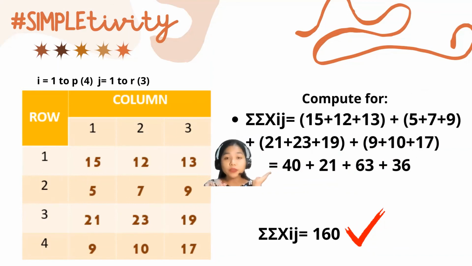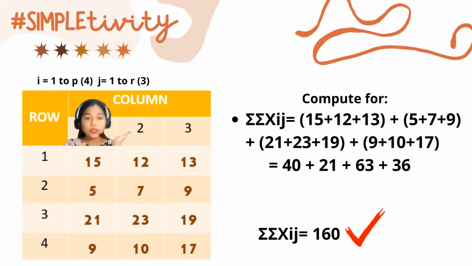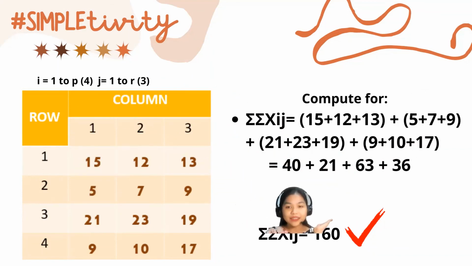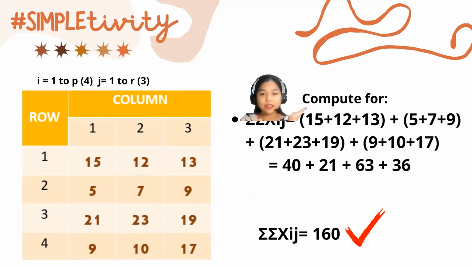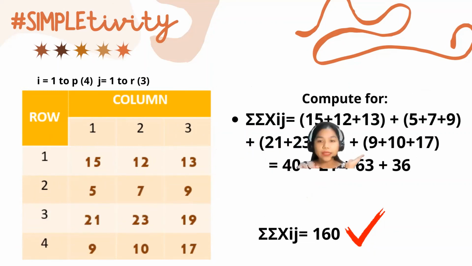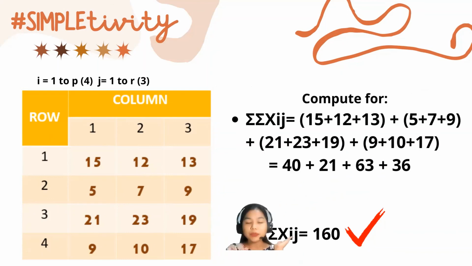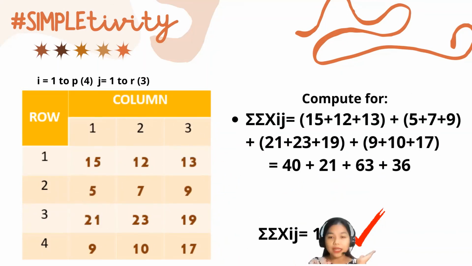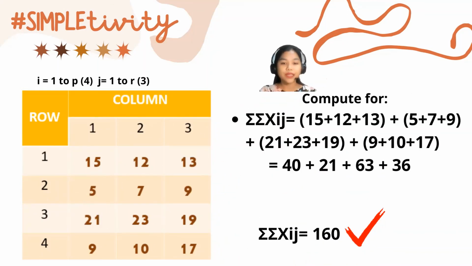So the double summation of rows and columns, the answer is 160 because the first row, the sum is 40, the second row, it's 21, the third row, it's 63, and the last row is 36. So the double summation of this two-way table is 160. Ganun lang po siya kadali.